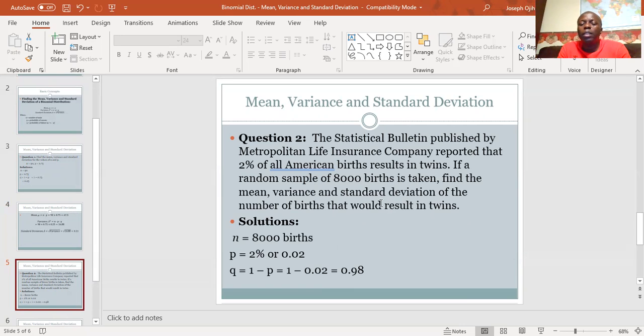Well, first of all, let's figure out if it is binomial. Now, it said 2% of pets result in twins. That means there are two outcomes: either they are twins or they are not twins. So that is binomial. And also, n is 8,000 pets, and they are selected at random. That means they are independent. Our p is 2%, so we have it listed here. n is 8,000, p is 2%. When we change it to decimal, it becomes 0.02. And to get our q, we do 1 minus p, which is 1 minus 0.02, giving us 0.98.